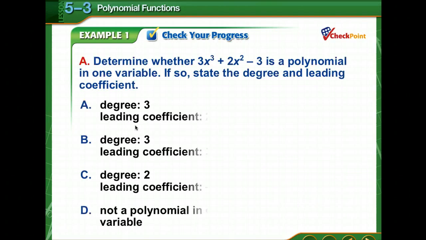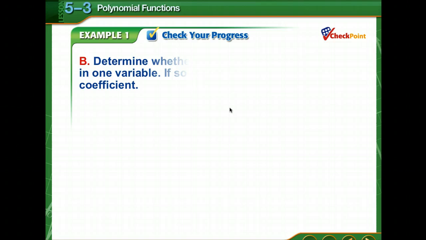Okay, it's time for you to check your progress. So pause the video for a moment, answer the question, and then come back and check your answer. Did you get that it's a degree of 3 with a leading coefficient of 3? Excellent.